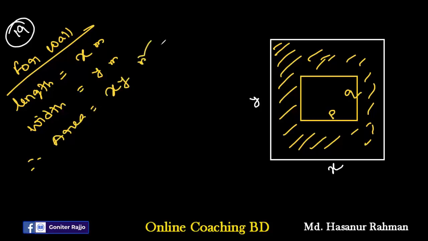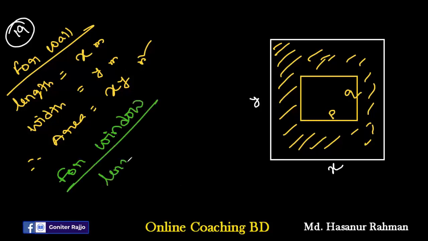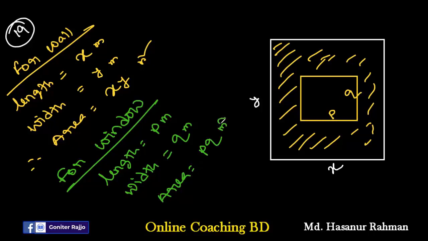Then area will be xy square meter. Now for window, length is p meter, that is already given, and width q meter, that is already given. So what will be the area? Area should be pq square meter. So we can easily find out that for wall, area is xy square meter, and for window, area is pq square meter. So what will be the remaining part of the wall?